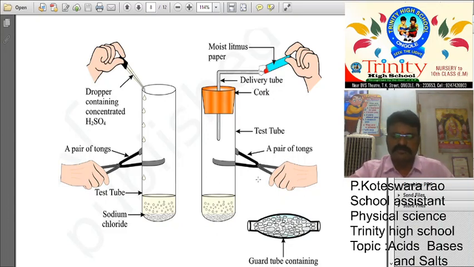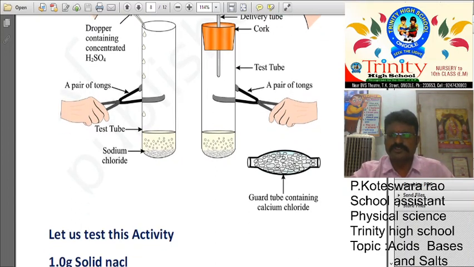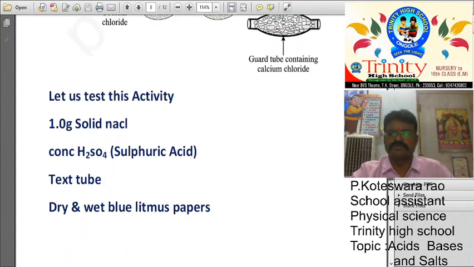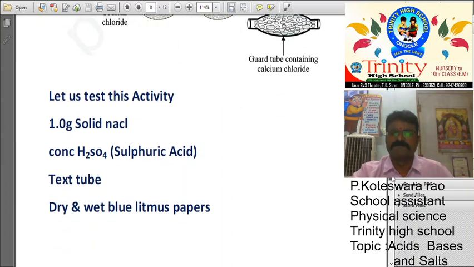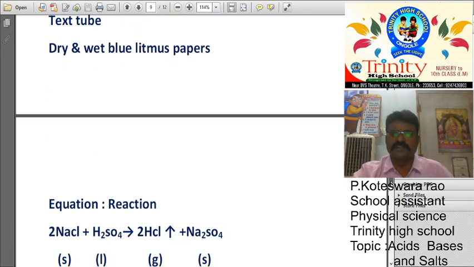For example, if the atmosphere is humid, is it possible to conduct the same experiment in normal condition? No. That's why we use a guard tube. What is another name of the guard tube? It is also called a drying tube. So what can it contain? Calcium chloride. So this is also very important.